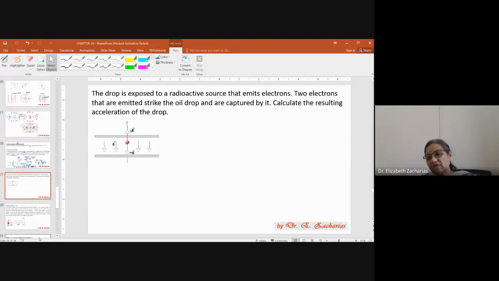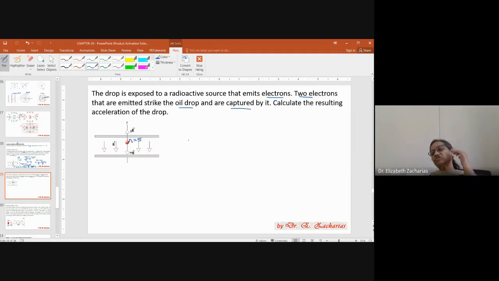Now, this problem actually continues. It says the drop is exposed to a radioactive source that emits electrons. So this drop is already having n equal to 3. Now 2 more electrons strike the oil drop and get captured. What will be the total number of electrons now? First it was 3, 2 more joined, so n will be 5. 3 plus 2, 5.